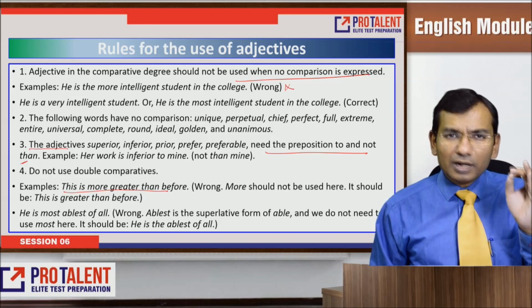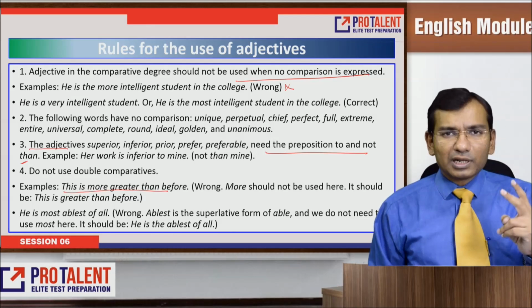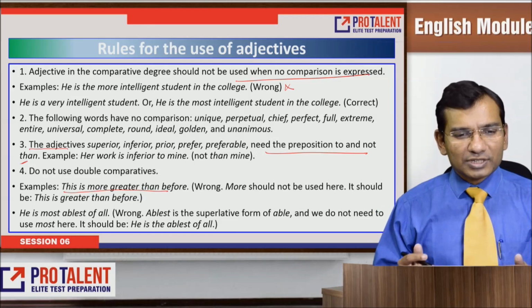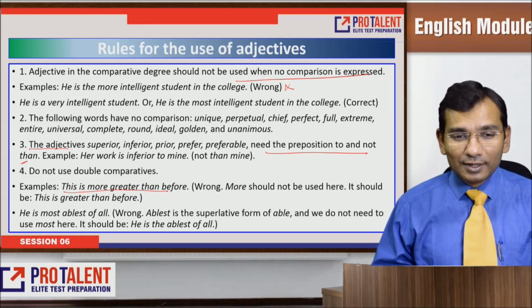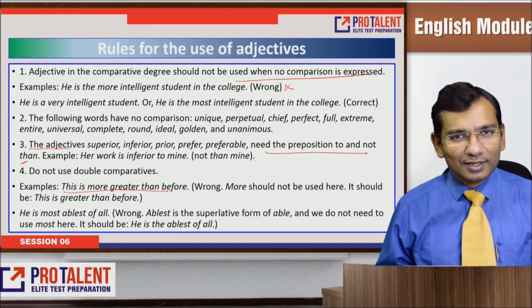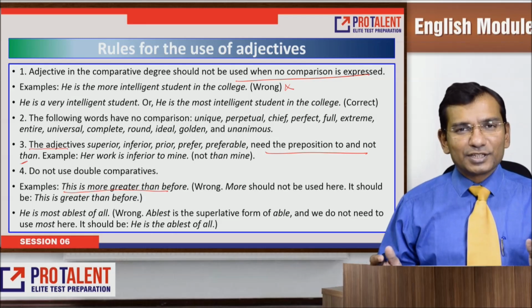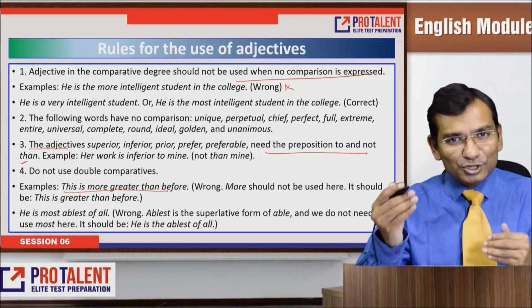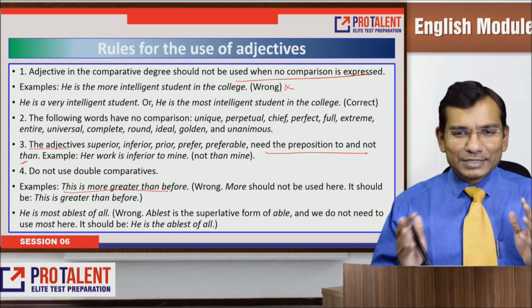That is the rule number 4. Do not use double comparative. So when you are talking about he is most ablest of all, that is wrong. Ideally होना चाहिए he is ablest of all. Okay, so double comparison नहीं चलेगा, या even most में भी आप 2 बार अलग अलग तरीके की चीजें नहीं बोलेंगे.